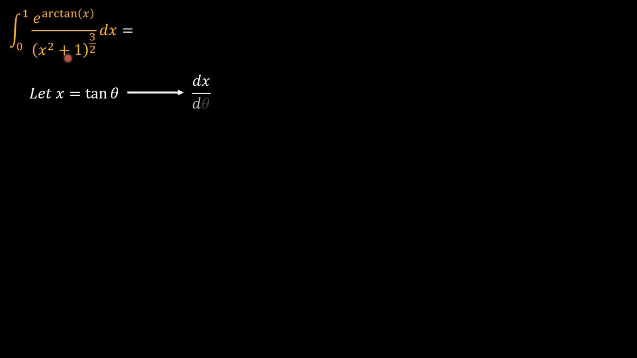With a problem of this nature, where you have x squared plus 1 in the denominator, the usual strategy here is to substitute for x with the tangent of theta. So we say let x be equal to tangent of theta, such that dx d theta is secant squared theta, and that means you can substitute for this dx with sec squared theta d theta.